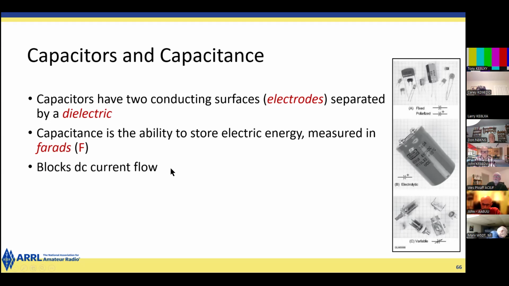Capacitors block DC current flow. Now, inductors, on the other hand, will to a certain extent block AC current flow. So the higher the frequency, the more an inductor will block alternating currents, and the higher the frequency, the less a capacitor will block AC currents.